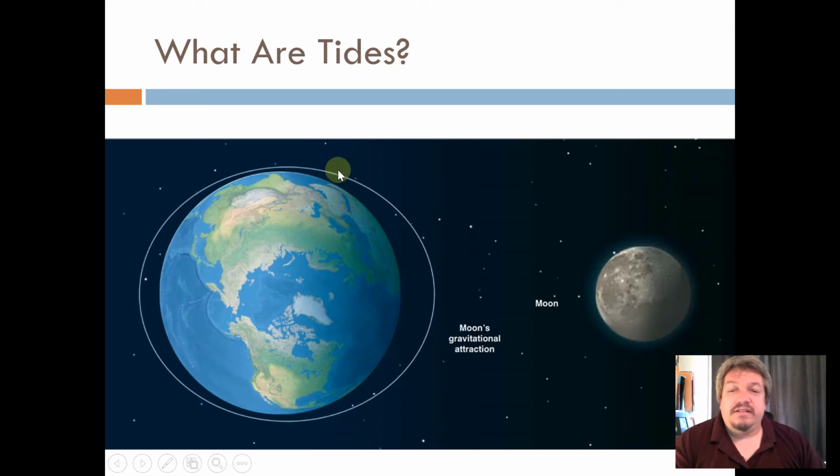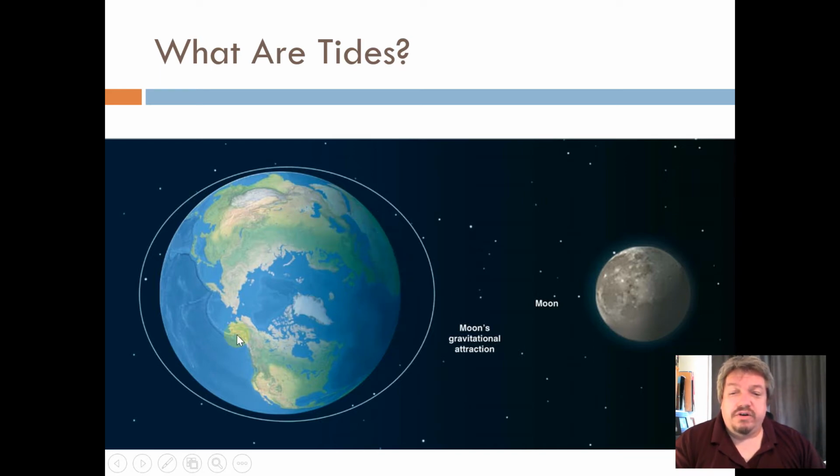Now, understand this is greatly exaggerated. The moon's gravity does not pull the Earth's water thousands of miles into the air. But what it does cause is the oceans to slightly bulge on that side, maybe 20 or 30 feet higher than they would normally.